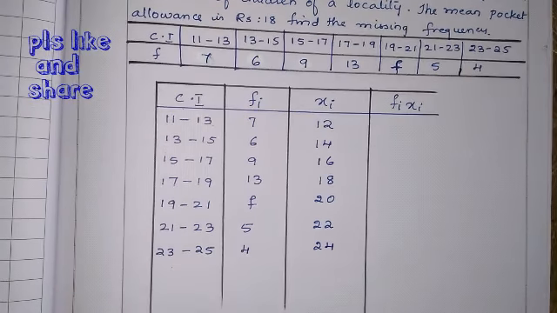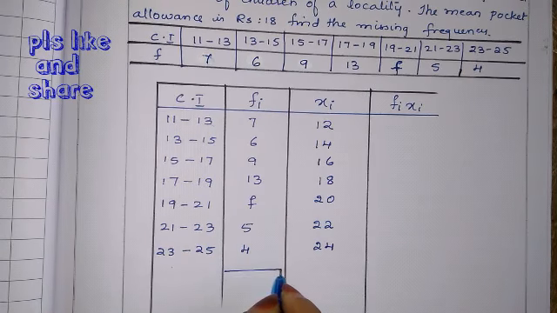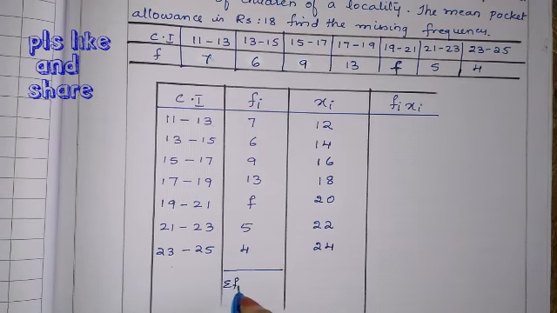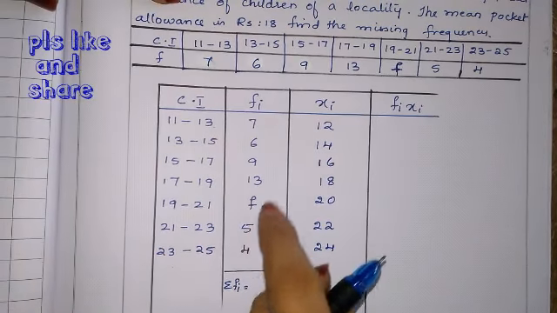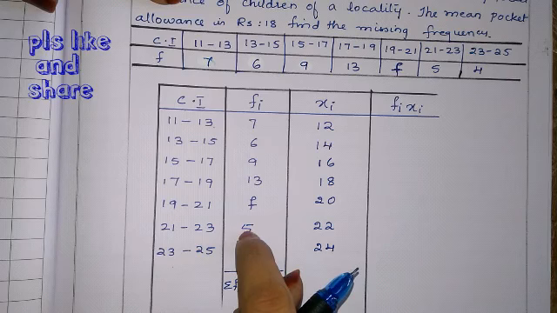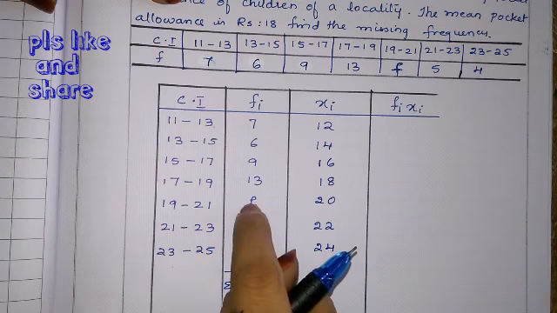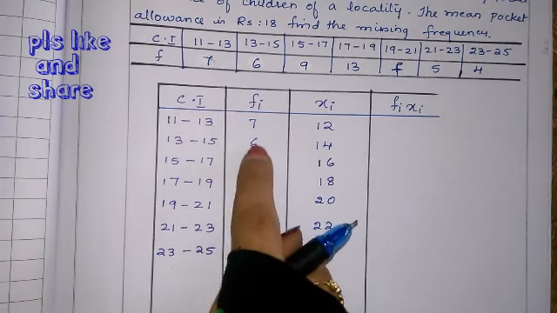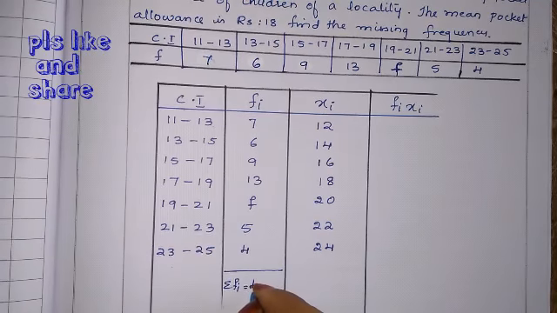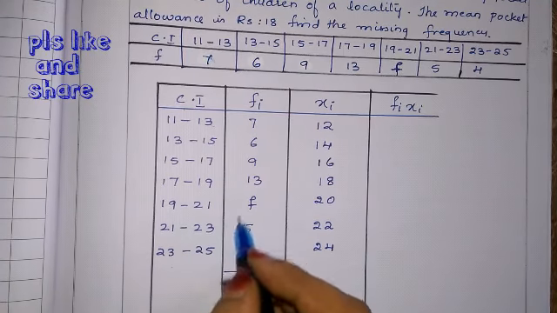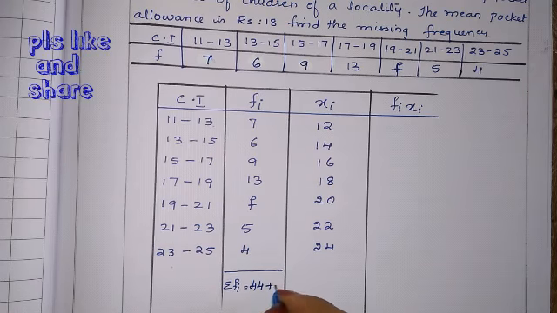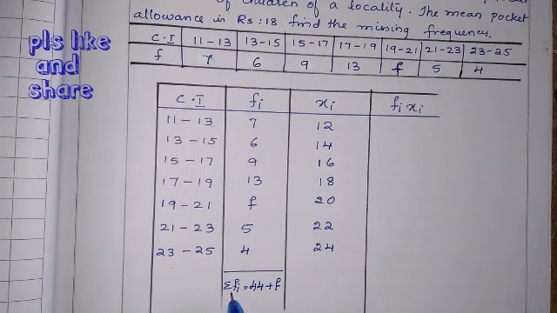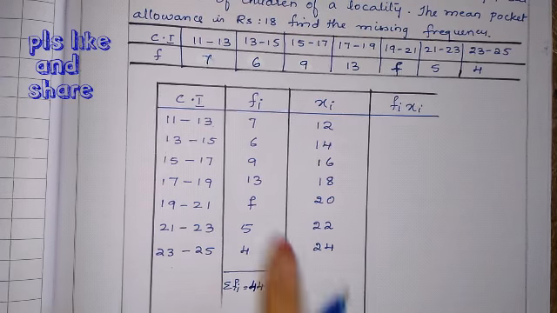Okay, the next step is what we have to do. We have to add this sigma fi. We can add all the numbers. Only numbers, if we add, we are going to get 44. But we can't add f. 5 plus 4, 9, like that. If we go on adding all numbers, we will get 44, but f we can't add with the number. So sigma fi is 44 plus f.